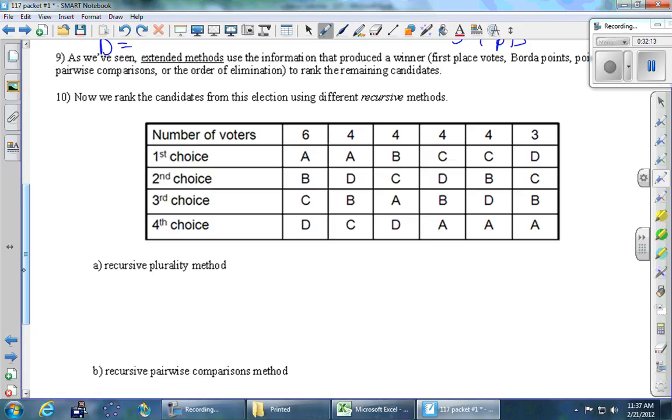That's exactly what we do. Yes, it's exactly what Ashley said. Find the winner, take them out, do it again. That is every recursive method we're about to do. Let's give it a shot. Recursive plurality. Okay, plurality is the same as it's always been. It's the same election, so it's the same numbers.